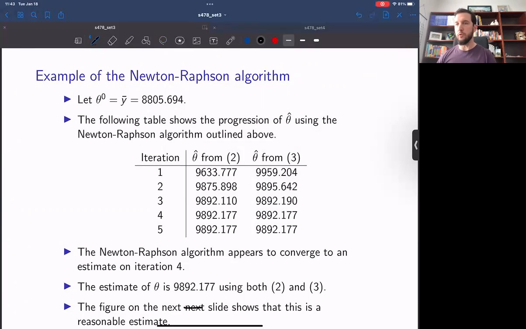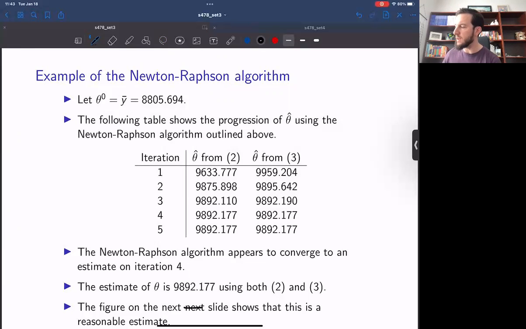And what I'm doing then is taking that value and plugging it into our two different formulations for the Newton-Raphson. So theta hat from 2 represents when the nudge factor is the score function divided by the derivative of the score function, and equation 3 is when the score function is divided by the information function. You can see that the two approaches on iteration 1 give different values. This is to be expected. On iteration 2, we still have different quantities. On iteration 3, you can see that they're starting to move towards the same point. And then on iteration 4, they are equal.